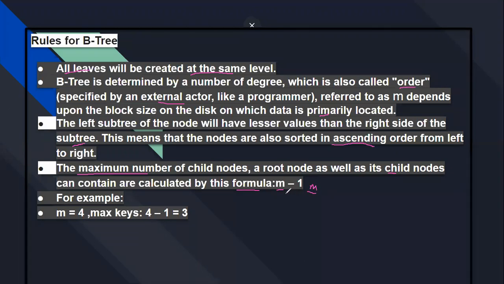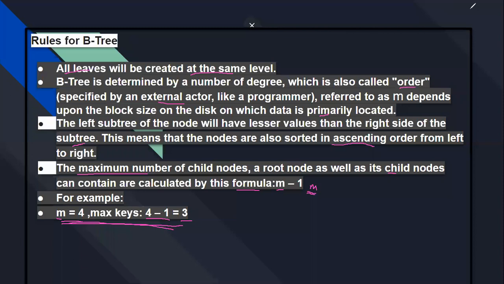M is the order, so what is the value of M here? If M is 4, then keys should be 4 minus 1, that is 3. This is a very important rule while creating the B-tree. Again, I'll repeat: M order means M-way trees. If the value of M is 4, how many maximum keys are required to store in that tree? 4 minus 1, that is M minus 1. So always remember that this is a very important rule.